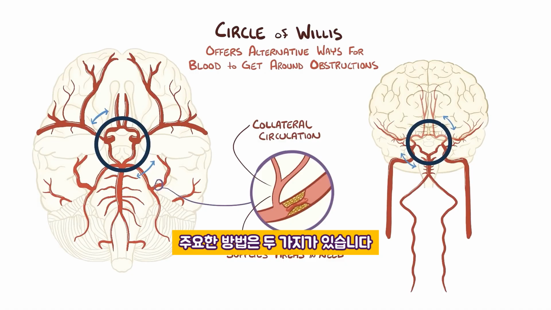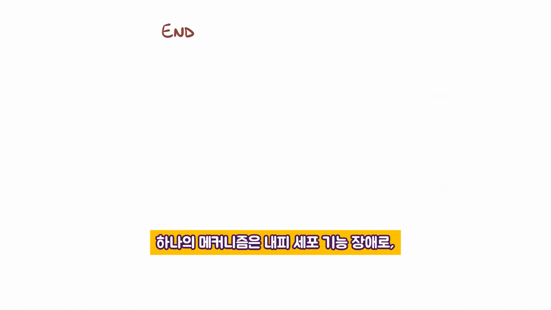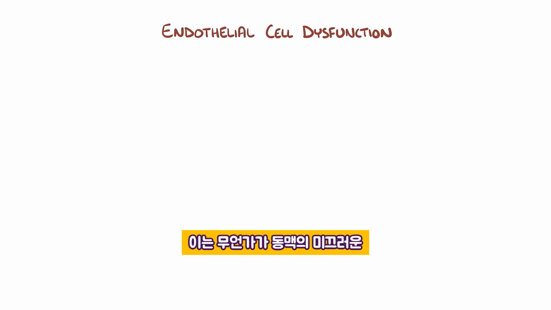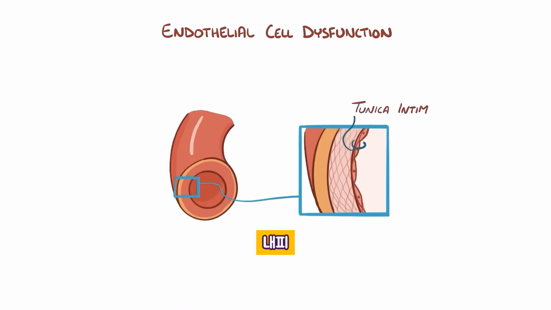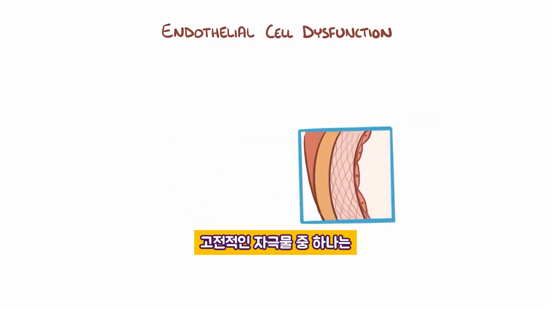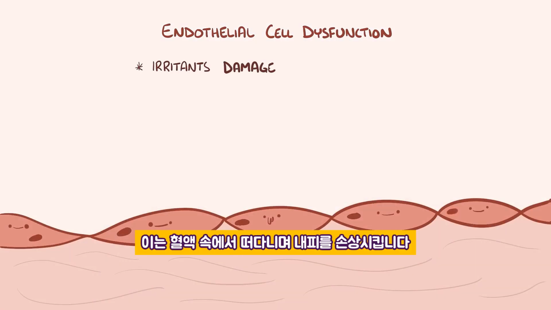There are two main ways an ischemic stroke happens. One mechanism is endothelial cell dysfunction, which is when something irritates or inflames the slippery inner lining of the artery, the tunica intima. One classic irritant is the toxin found in tobacco, which floats around in the blood damaging the endothelium.